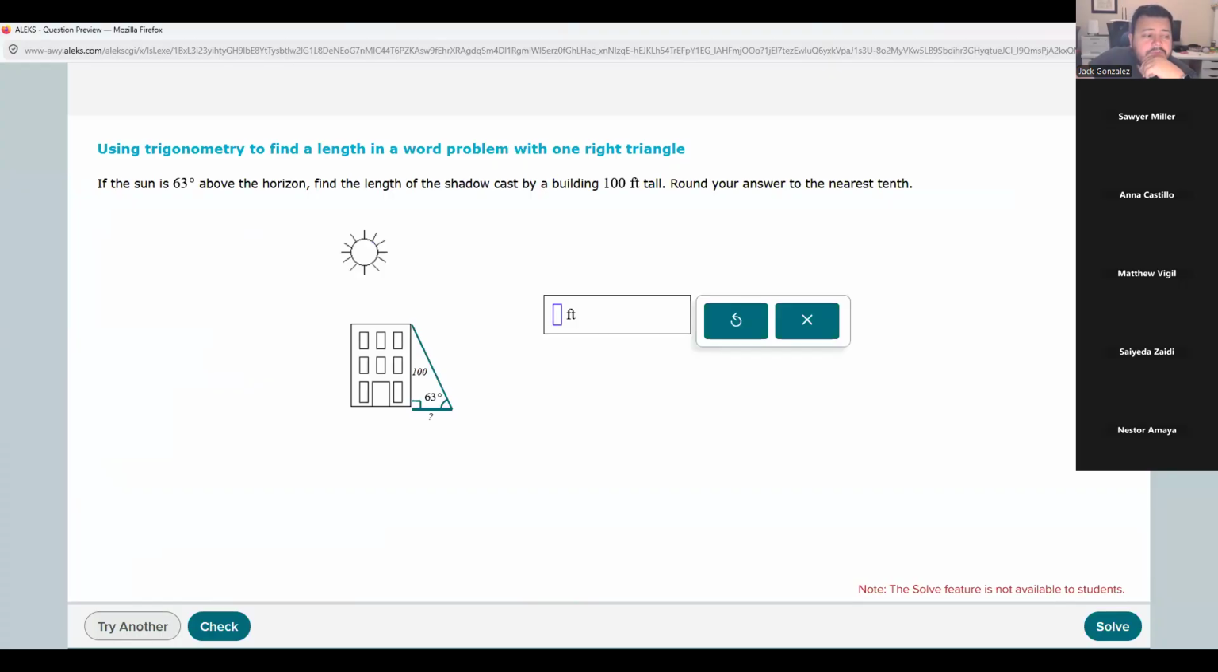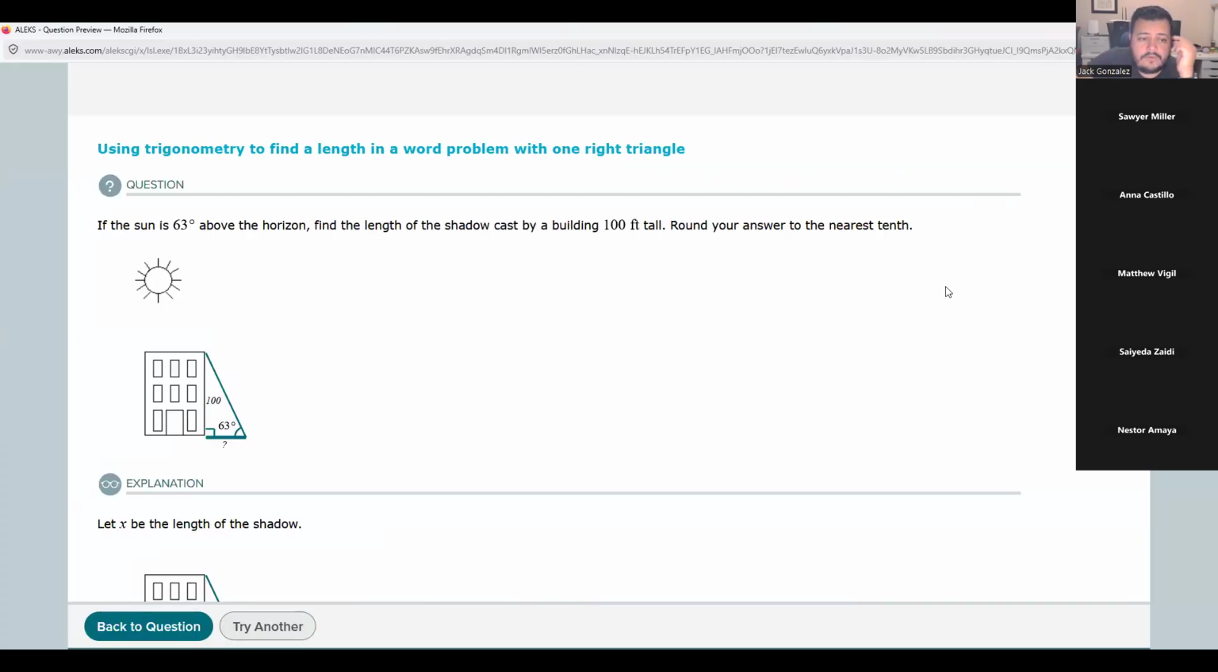Okay, so we did some of these as well. Before I show you the answer: the sun is 60 degrees above the horizon. Find the length of the shadow cast by a building 100 feet tall. So they want us to find this section. Before we start anything, what trig function would y'all choose to set this up? Because that's what really matters, do you remember how to set it up?